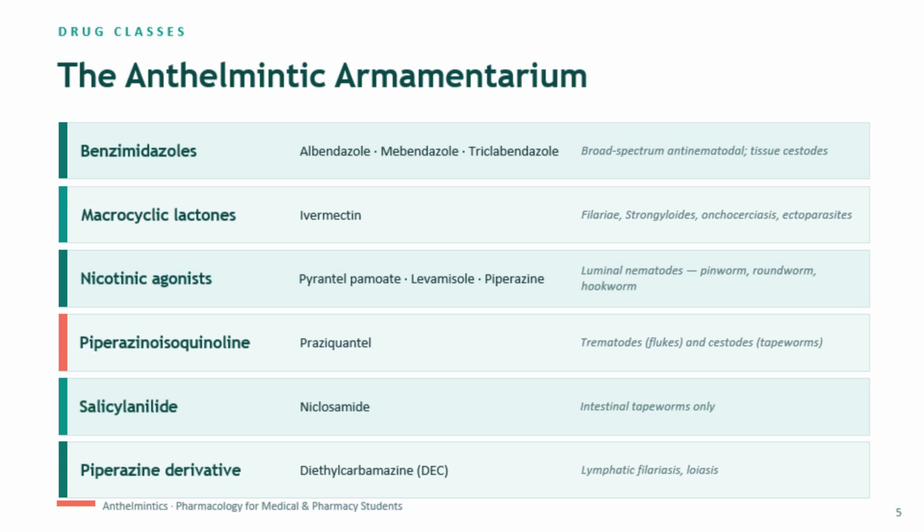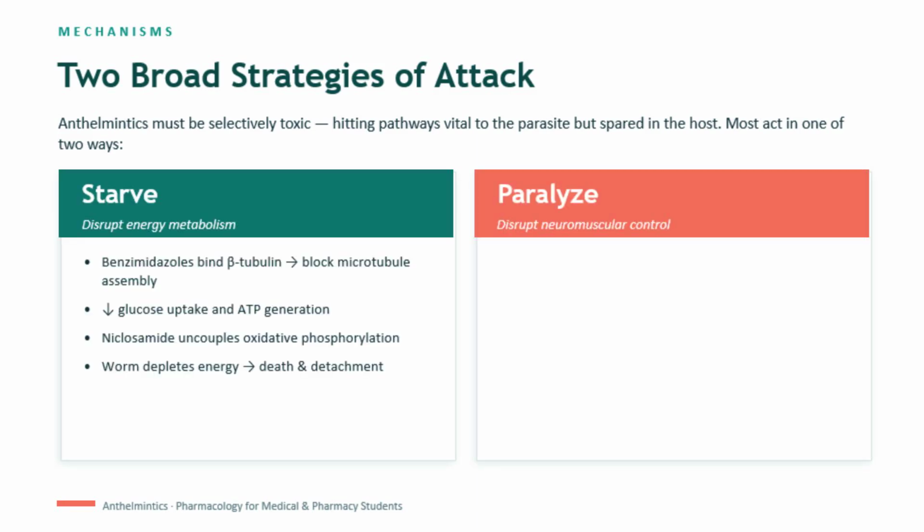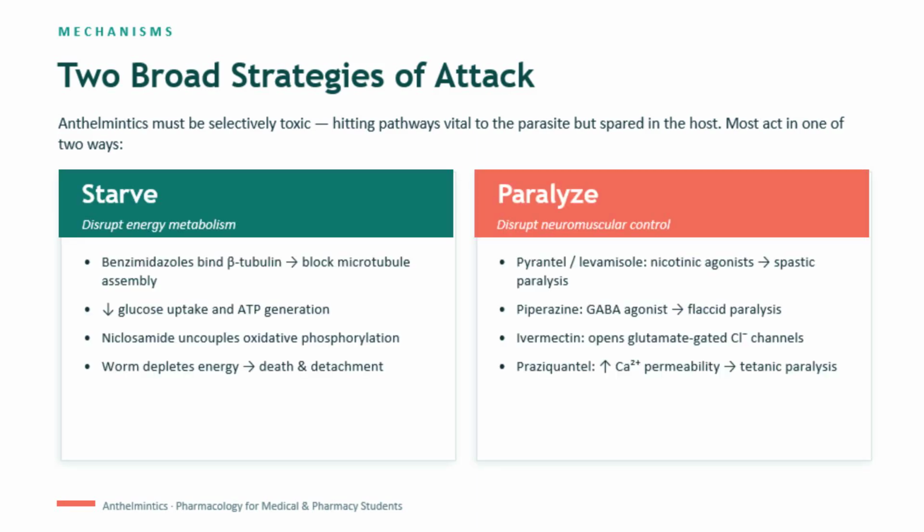Now, don't try to memorize all of this at once. I'll take each of these one at a time in the slides that follow. So how do these drugs actually work? The key principle is selective toxicity, hitting something vital to the worm but sparing us, the host.